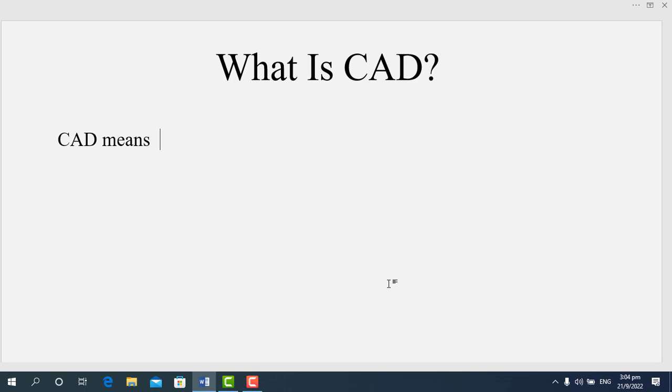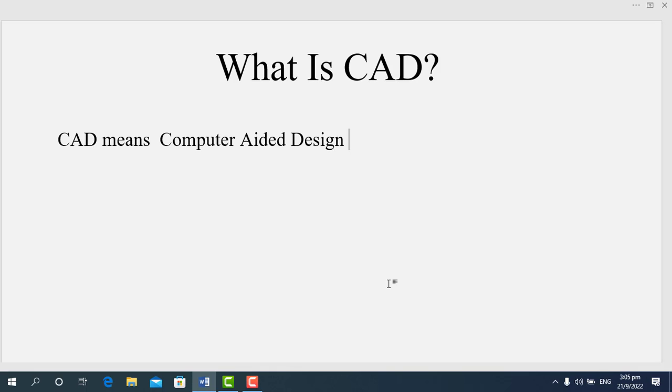Today I will discuss CAD. What is CAD? CAD means computer aided design.